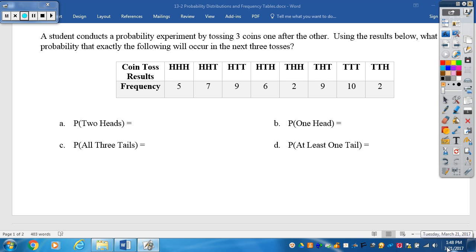So taking a look at the next problem, it says here, calculating probability using relative frequencies. A student conducts a probability experiment by tossing 3 coins, one after the other. Using the results below, what is the probability that exactly the following will occur in the next 3 tosses?